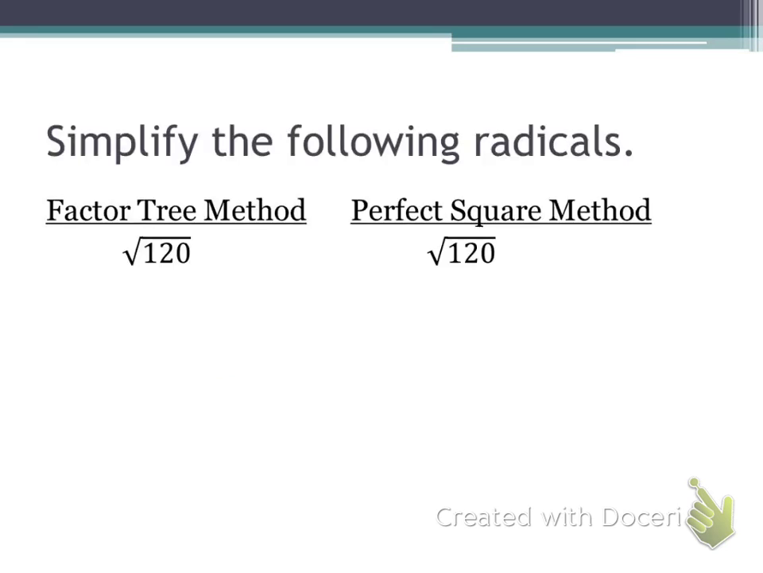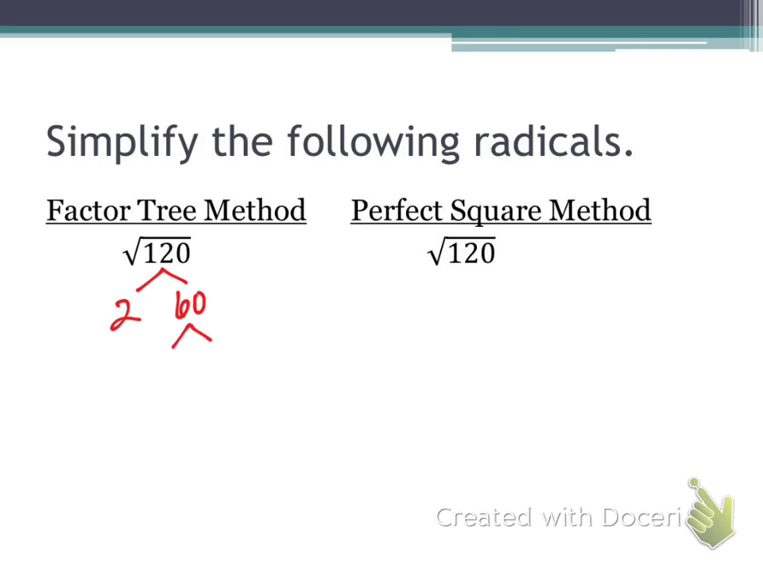So we are going to simplify radicals 2 different ways. One way is going to be by using our factor tree method. Then the second way, we'll do the perfect square method. So our factor tree method, we just start off by making a factor tree for that number. So what could I split 120 into? Jamal? 2 and 60 will work. Okay, which of those can keep going?